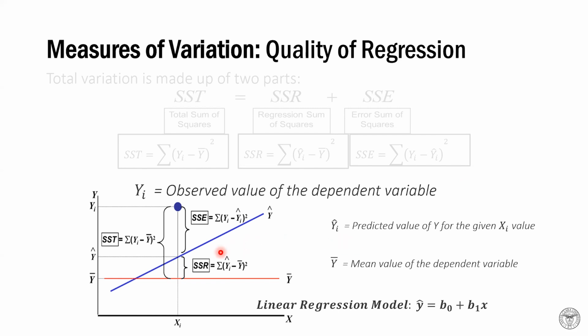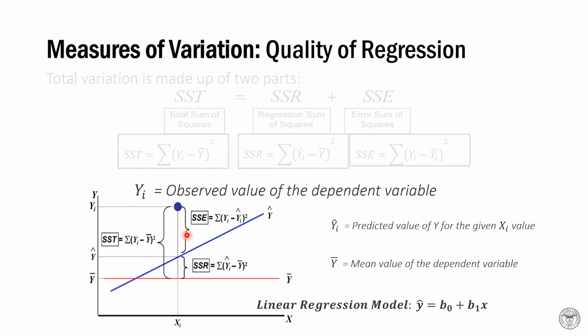Statistically, we have SST equal to SSR plus SSE. The rationale is the following. The total variability of the data set, SST, is equal to the variability explained by the regression line, SSR, plus the unexplained variability known as error, SSE.